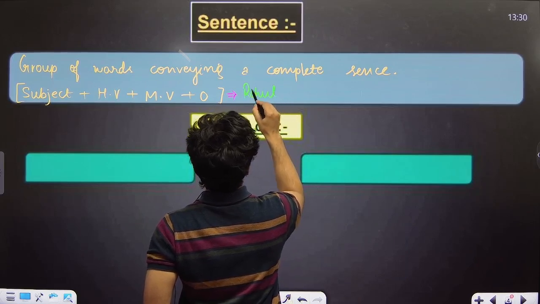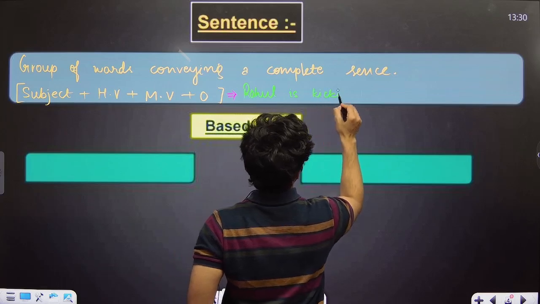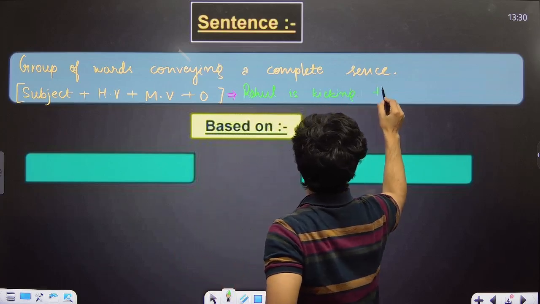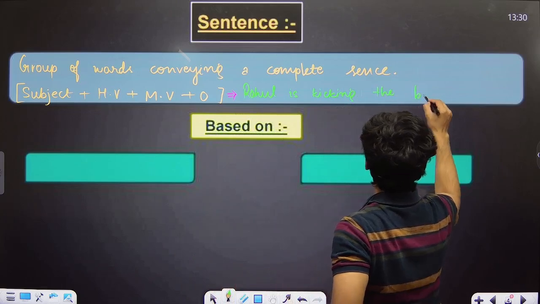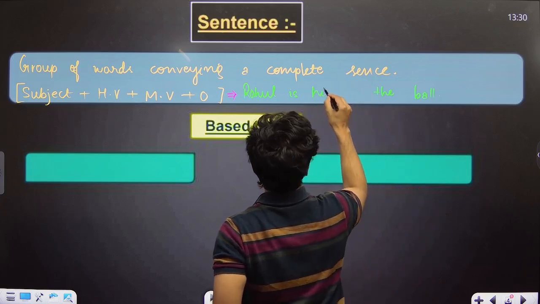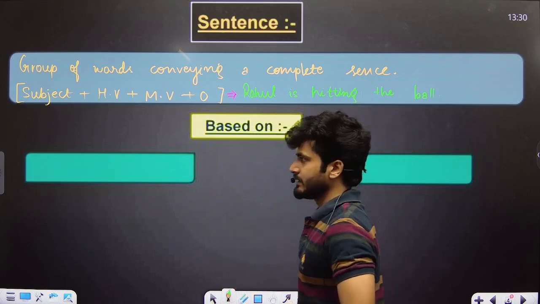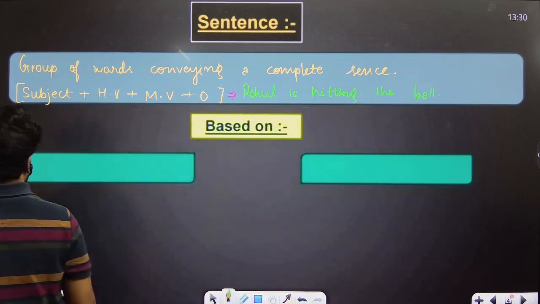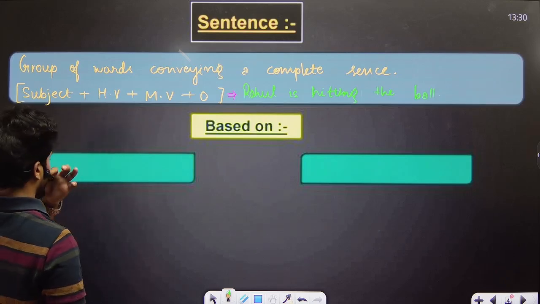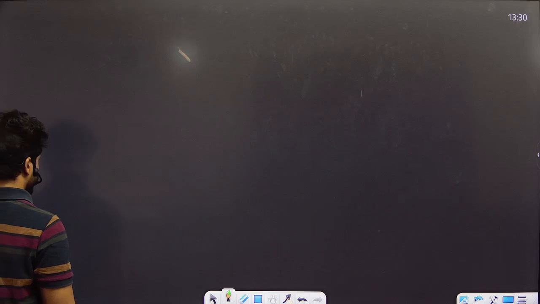Rahul is kicking the ball. Okay, or hitting the ball. Got it? Now, based on the structure and based on the function. Prior to that, let me discuss one more thing with you.